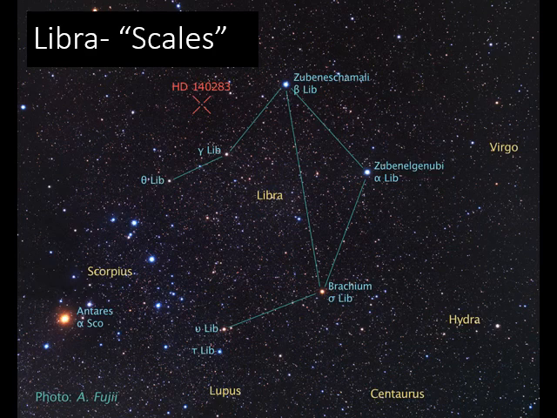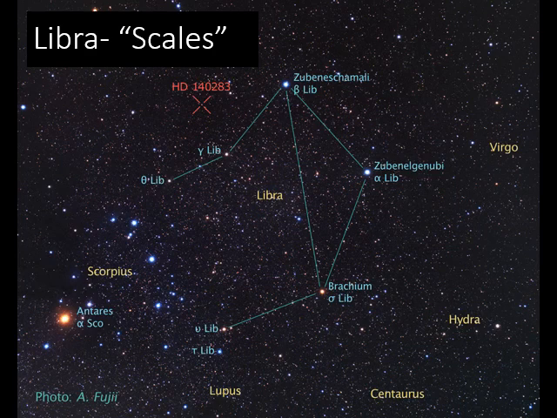But these names, they sound really funny. What they mean, Zubin Shamali means the northern claw, and Zubin el-Janubi actually means the southern claw. Now, why are we talking about claws when we're representing Libra the scales?